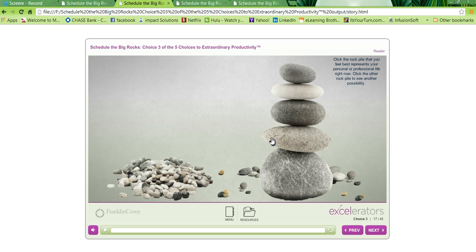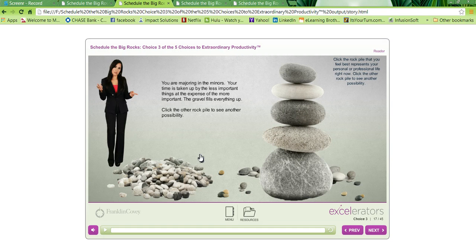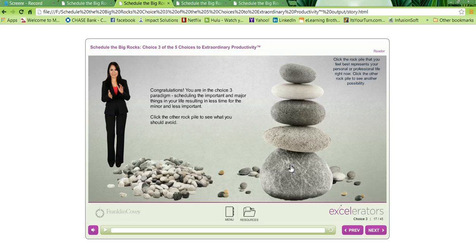This concept of the 5 choices, and specifically choice 3, scheduling the big rocks, is really about effective time management. The idea being the little rocks in your life are those things that are the less important things. They're the things that you do that happen at the expense of the more important stuff. The big rocks in your life are the important and major things. They may not necessarily be really urgent, but they're very important.